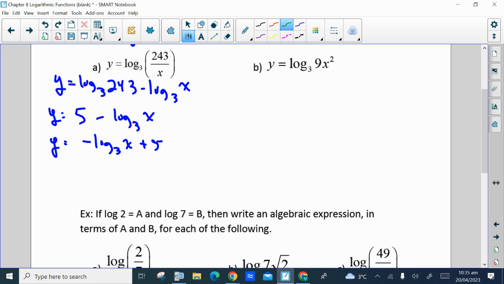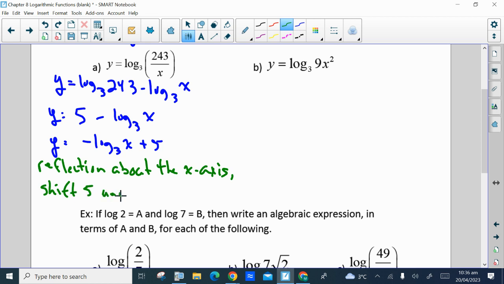Compared to y equals log base 3 of x, you got that negative sign in front, which means there's going to be a reflection about the x-axis. And then because you have the plus 5 on the end, that's a k value of plus 5. That means it's going to shift 5 units up.